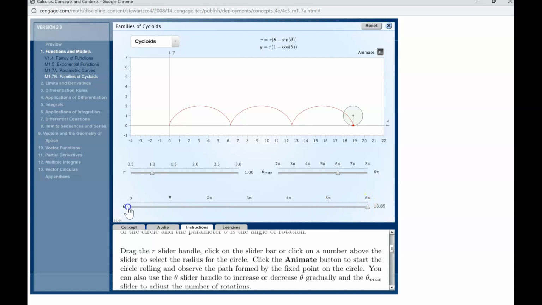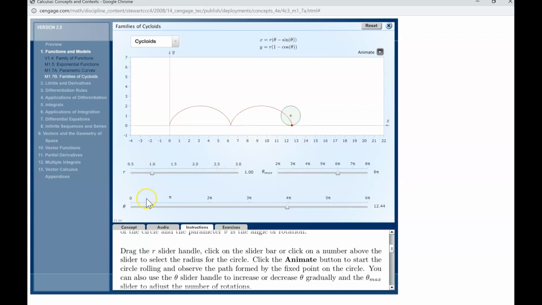So where is it increasing? Well, we can see that it's increasing from 0 to pi. But then it's decreasing from pi to 2 pi. Increasing from 2 pi to 3 pi. Decreasing from 3 pi to 4 pi, and so on. So again, these animations allow you to see this a little bit better.